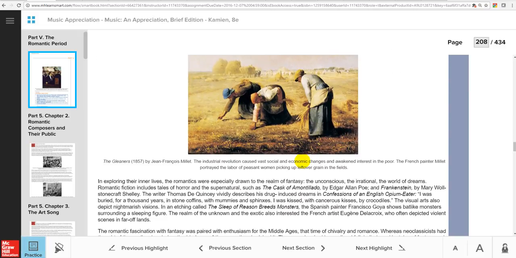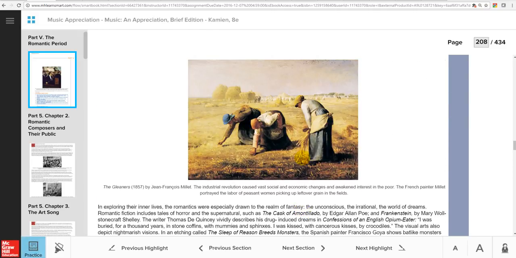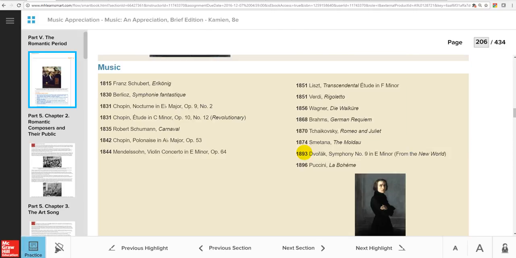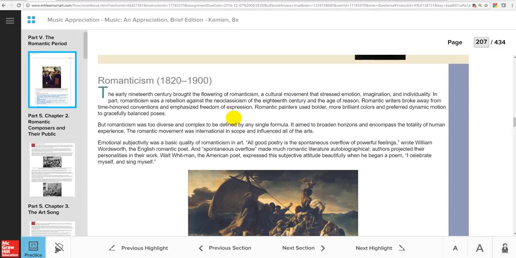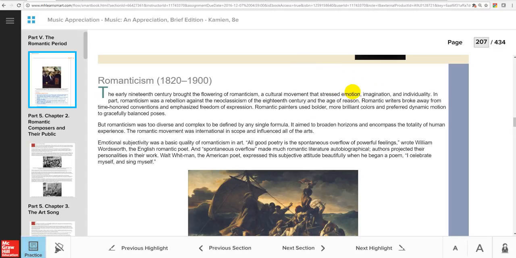That's why you often see paintings and architecture and things like that in the beginning of your textbook before you ever listen to any music. You are introduced to this. So this was an all-encompassing movement. It included literature, poetry, music, all the different art forms. But you can find right in the first sentence of the introductory section the three things that Romanticism stressed. They're right here: emotion, imagination, and individuality.